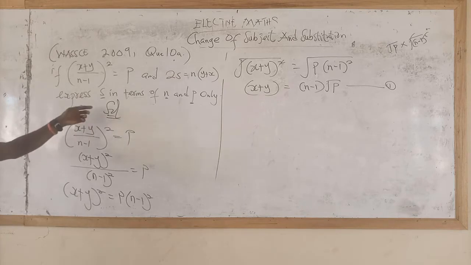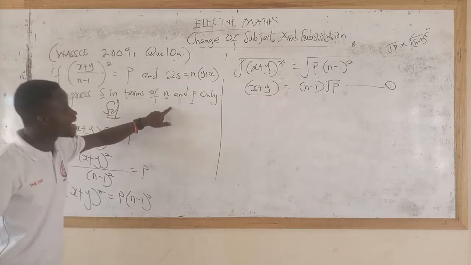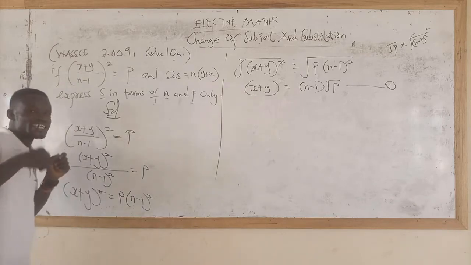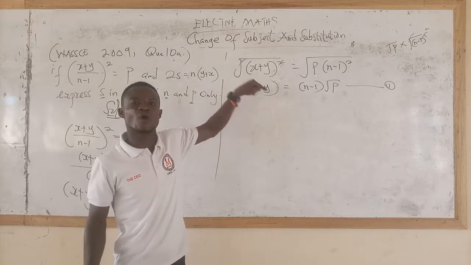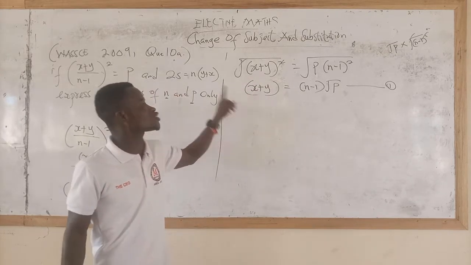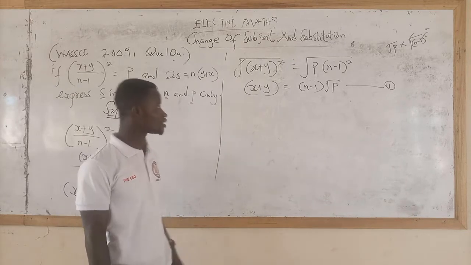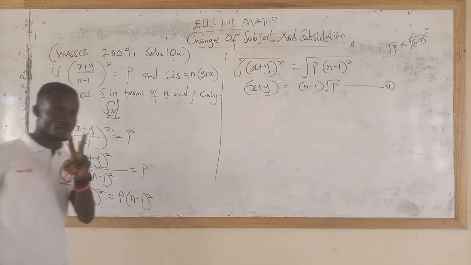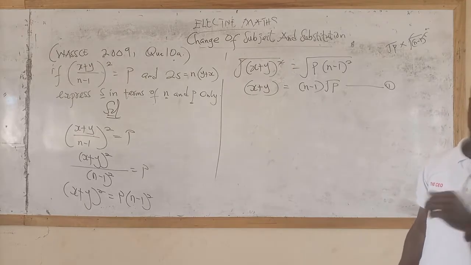Let's say the question says you want to express s in terms of x, n, and p only. Then it means we do not want y to be in the expression. So when you get to this part, you make y the subject by sending the s to the other side. I hope it's clear. But here, there are two alphabets, and that is s plus y.